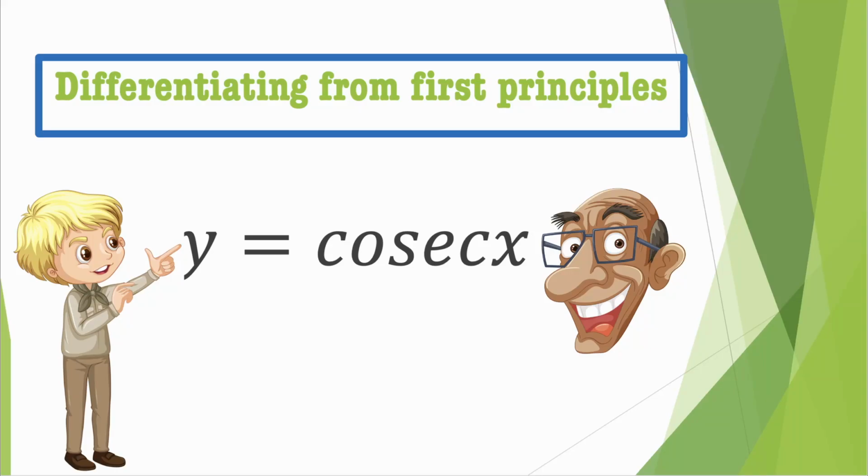In today's lesson, we are going to learn how we can differentiate from first principles y is equal to cosec x. So today specifically we are going to look at differentiating from first principles y is equal to cosec x, and this is how we differentiate it.